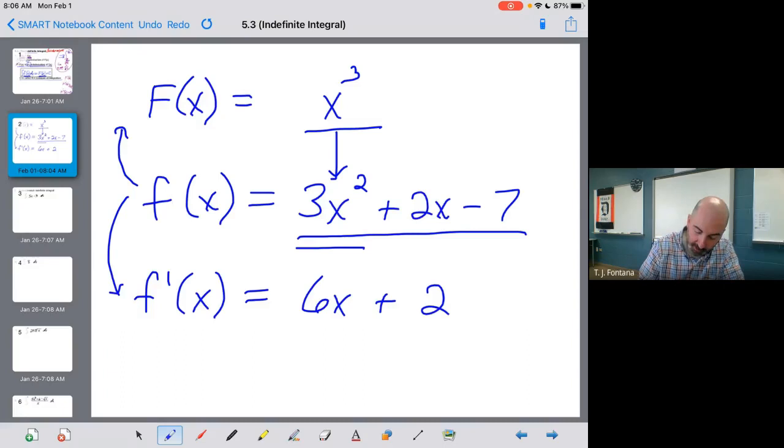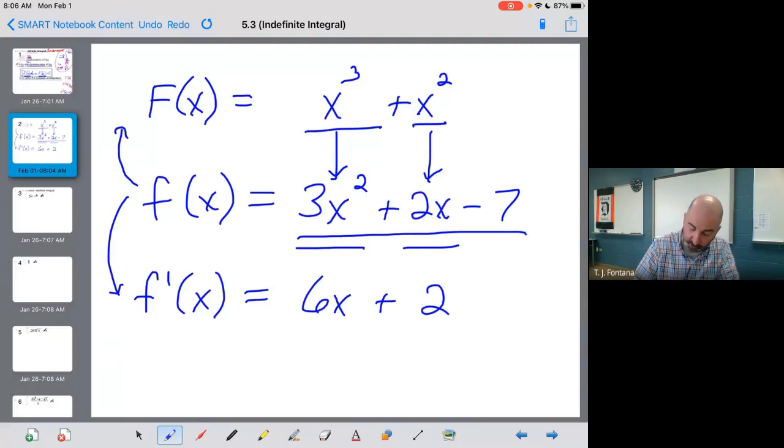Now we keep going term by term. How about an antiderivative of 2x? What function could we take the derivative of and end up with 2x? X squared. Joel says x squared. So if I put a plus x squared here, that derivative right there would get me 2x. So we're in pretty good shape.